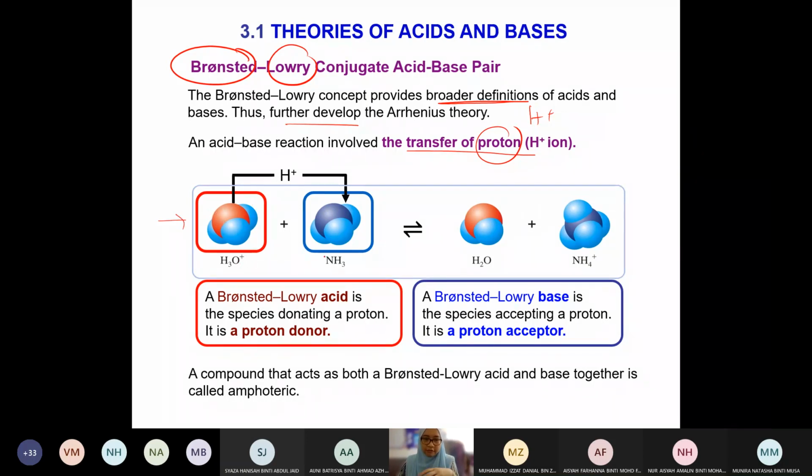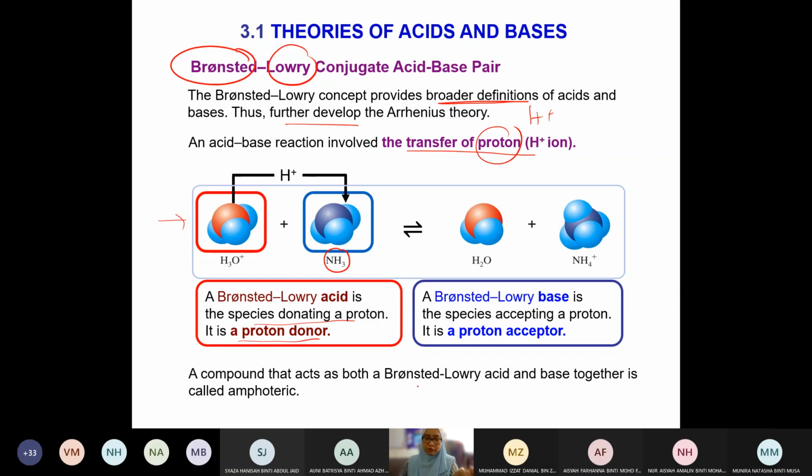We have H3O plus and we have NH3. It is called an acid, or Bronsted-Lowry acid, if the species donates a proton, or it is called a proton donor. Then it is an acid. Logically speaking, in order to become a proton donor means you need to have an extra proton, right? Then you can donate. If you want to donate money, you must have extra money. Logically, you have extra, then you can donate normally.